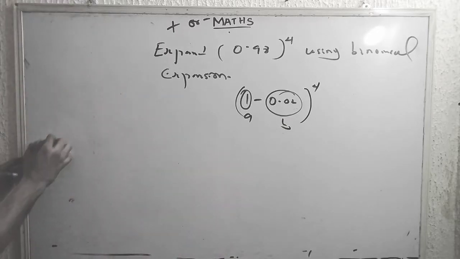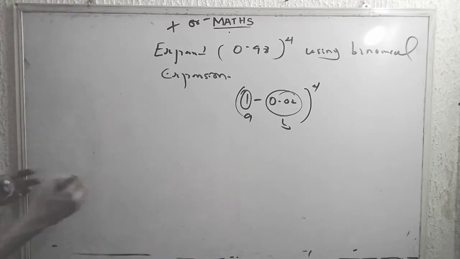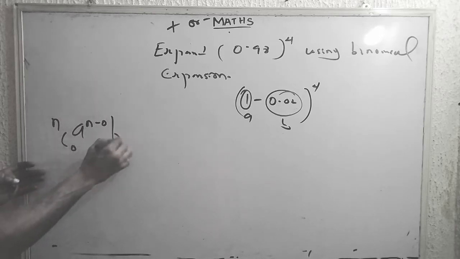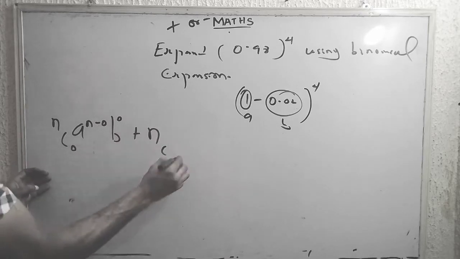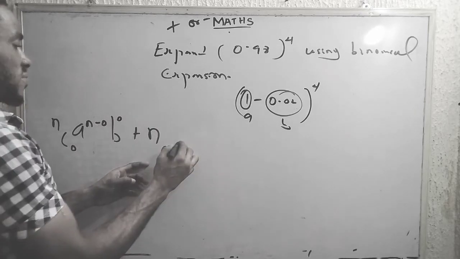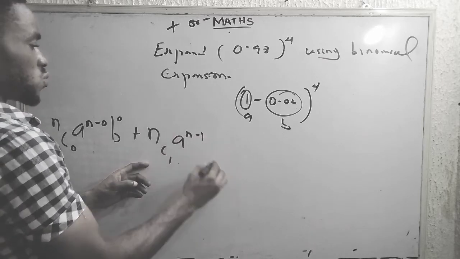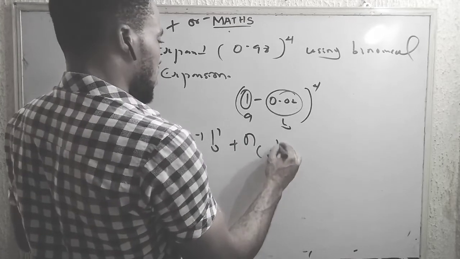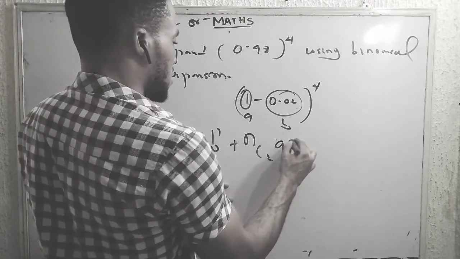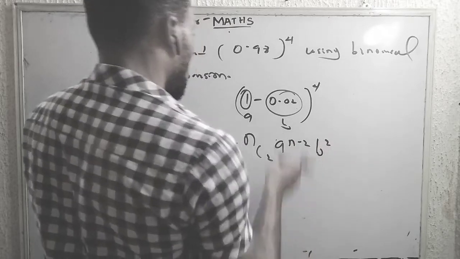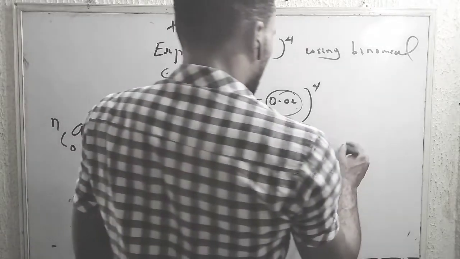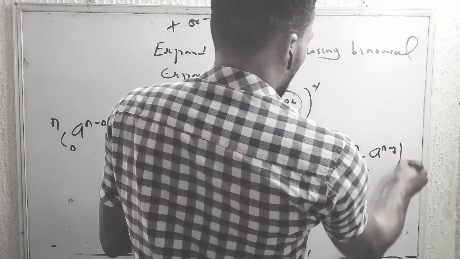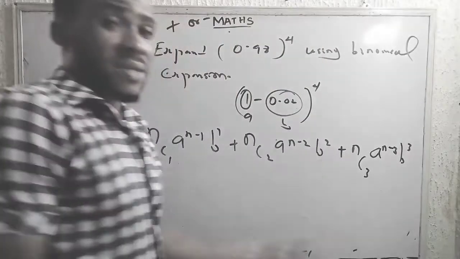So if I'm to expand that, since it's to power 4, I have n combination 0, A raised to the power n minus 0, with B raised to the power 0, plus n combination 1, A raised to the power n minus 1, with B raised to the power 1, plus n combination 2, A raised to the power n minus 2, B raised to the power 2, is the fourth term. That's 1, 2, 3. Then the last one, which is n combination 3, A raised to the power n minus 3, B raised to the power 3. That should do it.